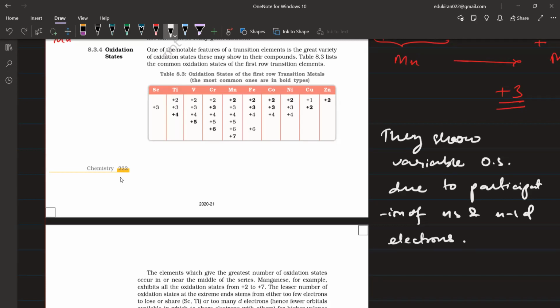And as we have more number of unpaired electrons, the number of variable oxidation state, it also increases. So manganese has the highest number of oxidation state, from +2 to +7. Okay.